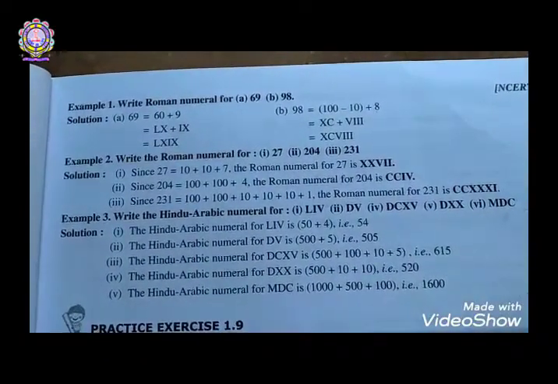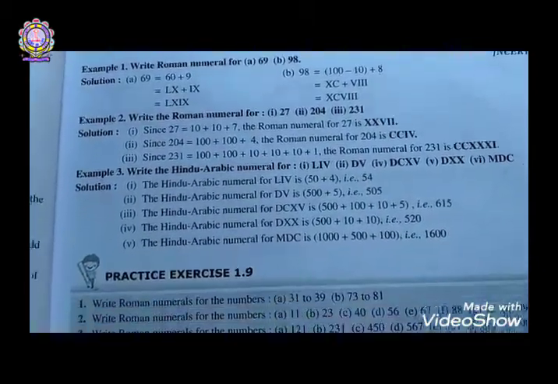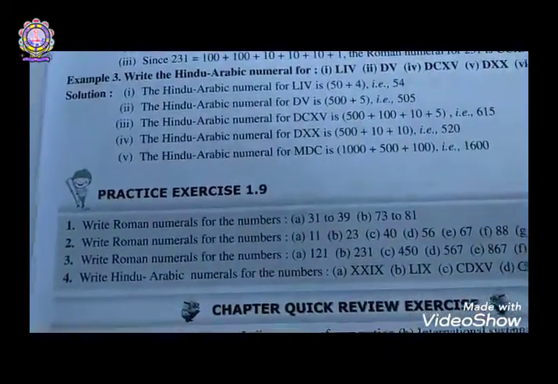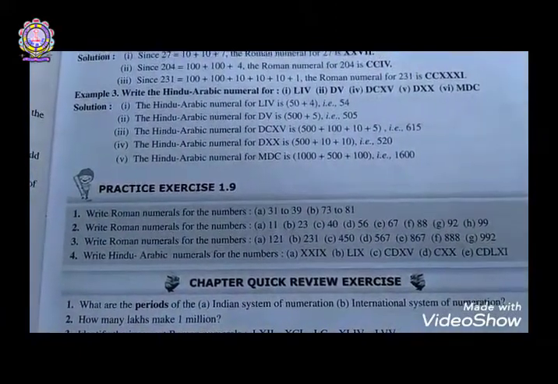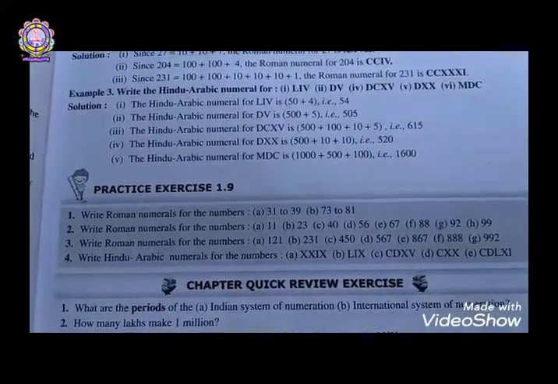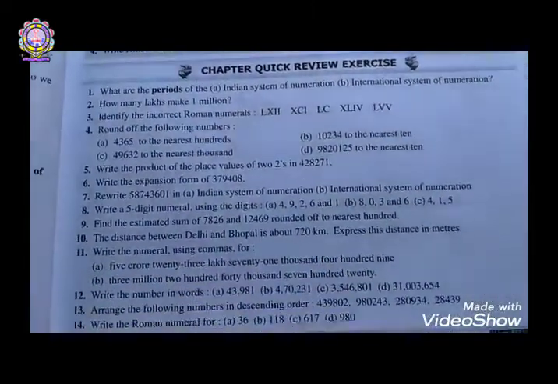Write the Roman numeral for example 1, example 2, example 3. And now there is exercise 1.9. So the exercise is very easy. You complete it and later on do the questions of the chapter checkup.